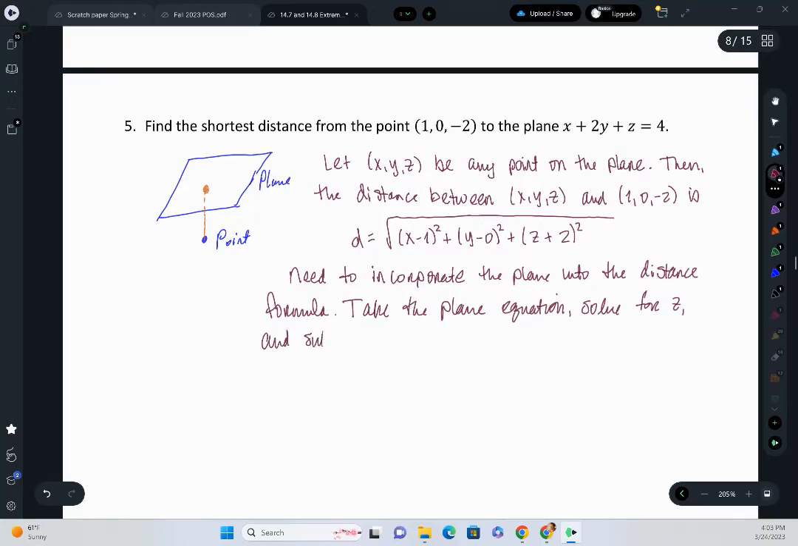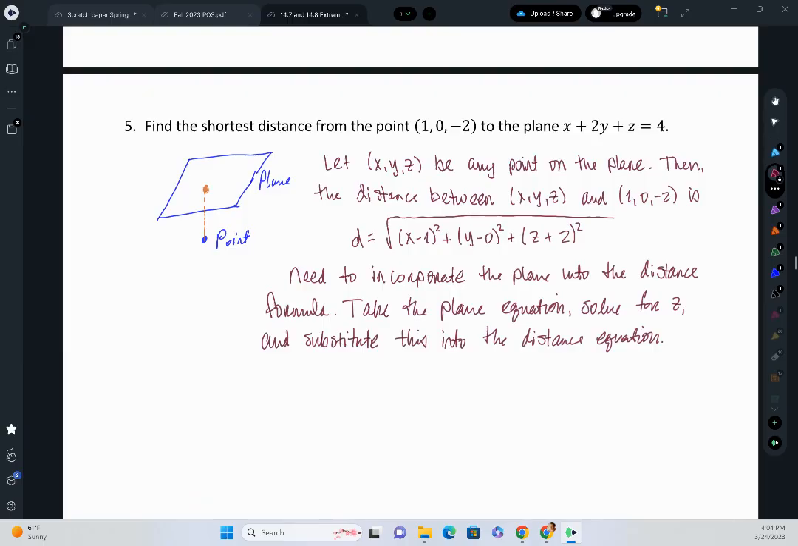So take the plane equation, solve for z, and substitute this into the distance equation. So what that's also going to do is it's going to make it so we don't have x, y, and z. We just have x and y, which is kind of what we want because that's all that we've been working with. We haven't worked with 3 variables. That would make our problems so much more complicated if we had to deal with 4 dimensions. Okay, so we're going to deal with just the 3.